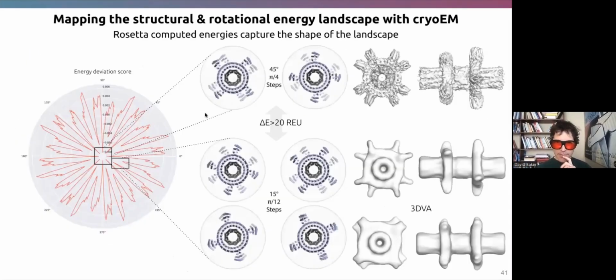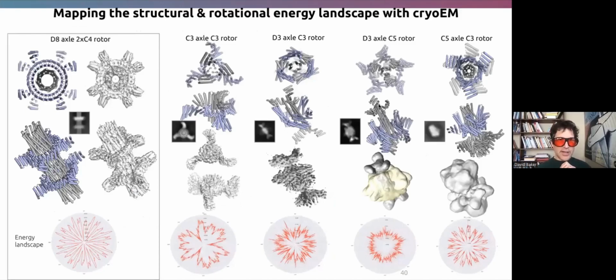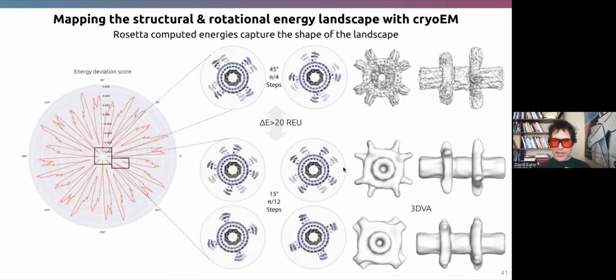Sorry. So here we have a D8 axle and a C4 rotor, and we actually have 2 C4 rotors. The axle is dihedral symmetry, so if there's a rotor here, there must be one here as well. And you can see we're capturing 2 distinct states: an eclipsed state and a staggered state, and they're conformationally resolved.